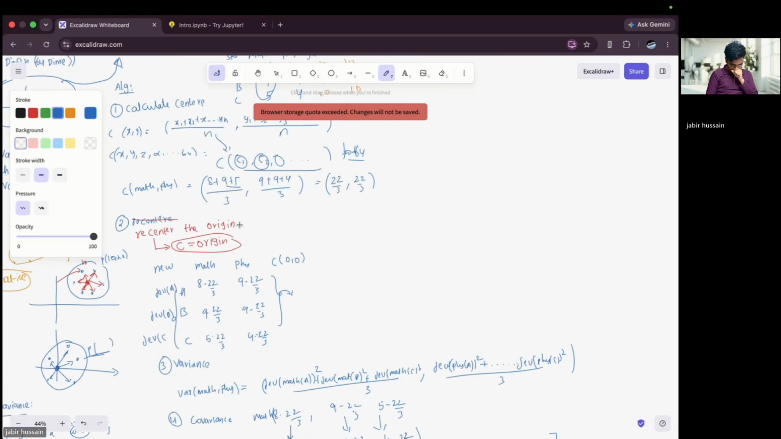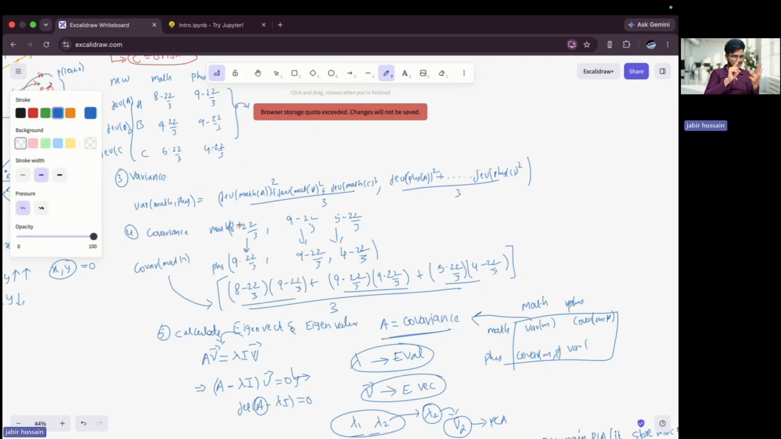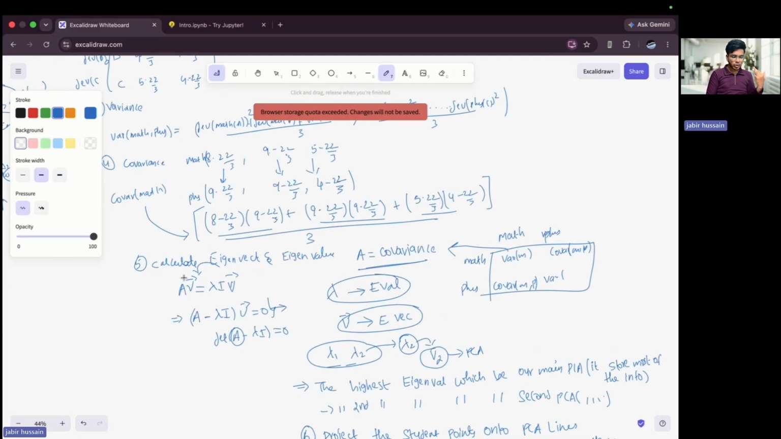First, calculate the center. Number 2, recenter the given set of points to the origin such that the center will be the origin. After that, calculate variance, calculate covariance, and from covariance create the covariance matrix. After getting the covariance matrix, we know the value of A. The covariance matrix is A. From A, calculate eigenvalues and eigenvectors. Now the highest eigenvalue will be our PCA1, the second highest will be PCA2, the third highest will be PCA3. Like this, you will get n number of PCA lines.